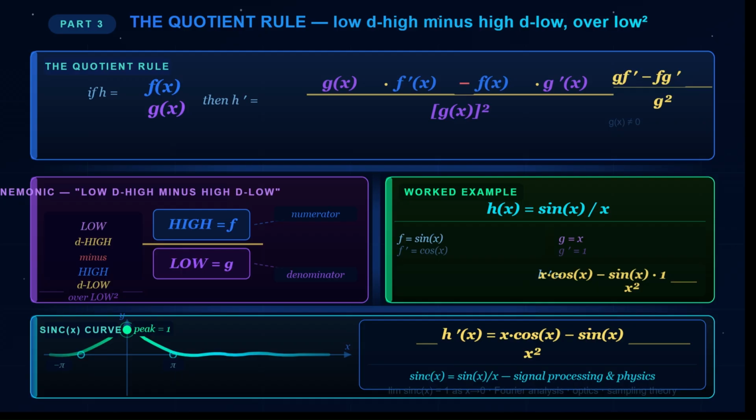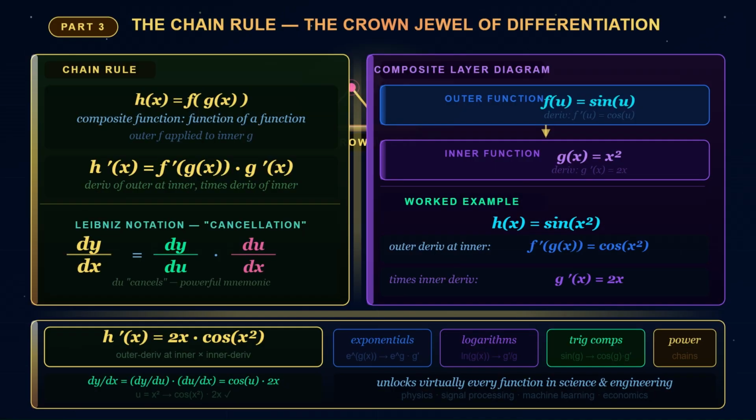Let us work an example. Suppose h of x equals sine of x divided by x. Then f of x equals sine of x, with f prime of x equals cosine of x. And g of x equals x, with g prime of x equals 1. Applying the quotient rule, h prime of x equals x times cosine of x minus sine of x times 1, all divided by x squared, which simplifies to x cosine of x minus sine of x over x squared. This function appears frequently in signal processing and physics, where it is called sinc of x.